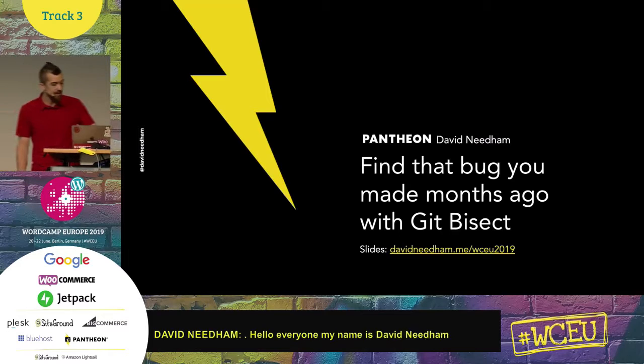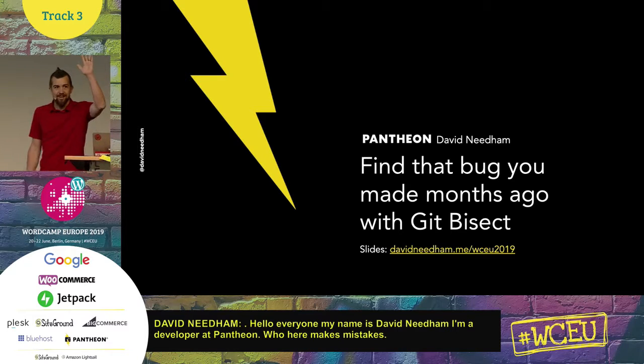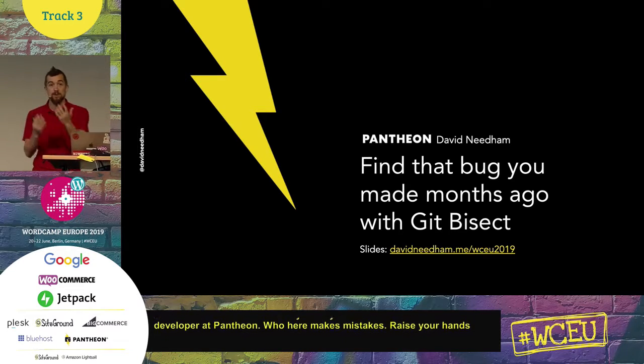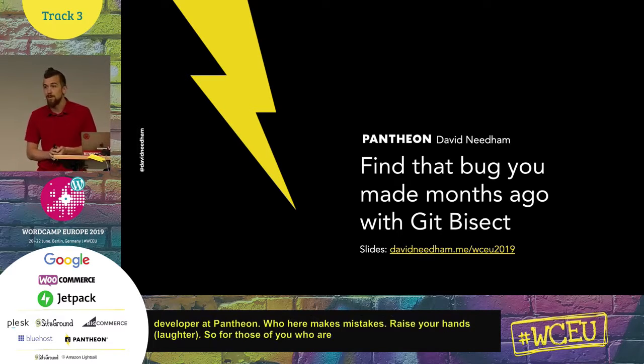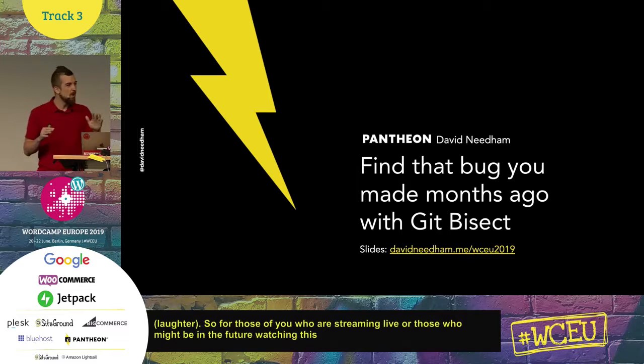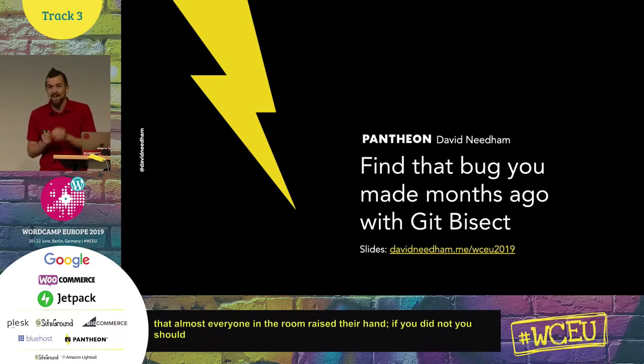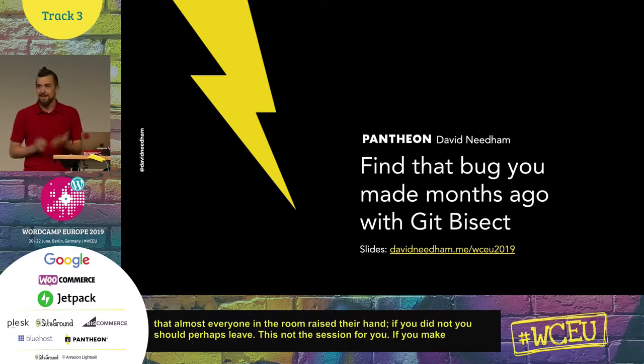Let me start just by asking a question. Who here makes mistakes? Just raise your hand. All right. So for those of you who are streaming live, or for those of you who might be in the future watching this as a recording, you should know that almost everyone in the room raised their hand. All right, if you did not raise your hand, you should probably just leave, because this is not the session for you. We're going to learn a little bit about if you make mistakes, how can you find them? Maybe it's not even a mistake that you made.